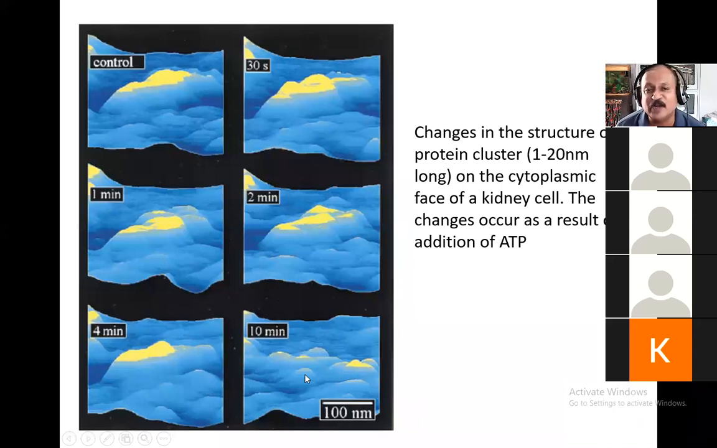In other words, the atomic force microscope can give you real-time images of any biochemical reaction that is taking place in a cell. So is that interesting?